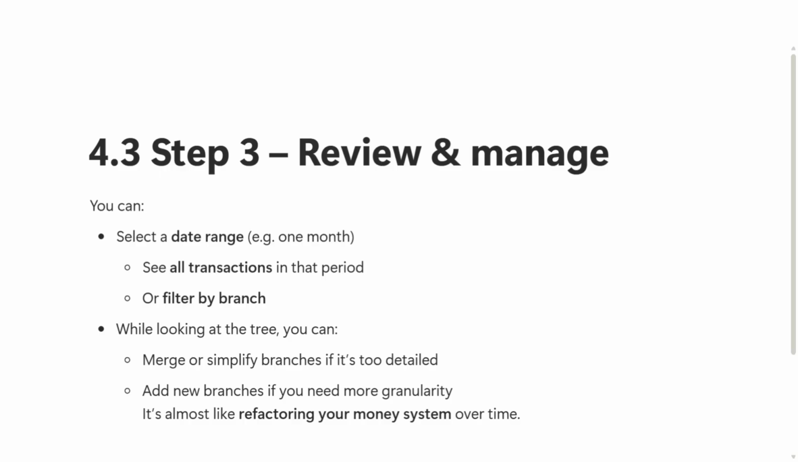For step 3, you can review and manage what you have recorded. You pick a date range, like 1 month, and see all transactions for that period. If you want, you can filter by one branch, for example, only home, side project, infra, and quickly see how much you spent here. And while you are looking at the tree, you can merge branches that are too detailed or add new ones. So your money system slowly becomes cleaner and more natural for you.